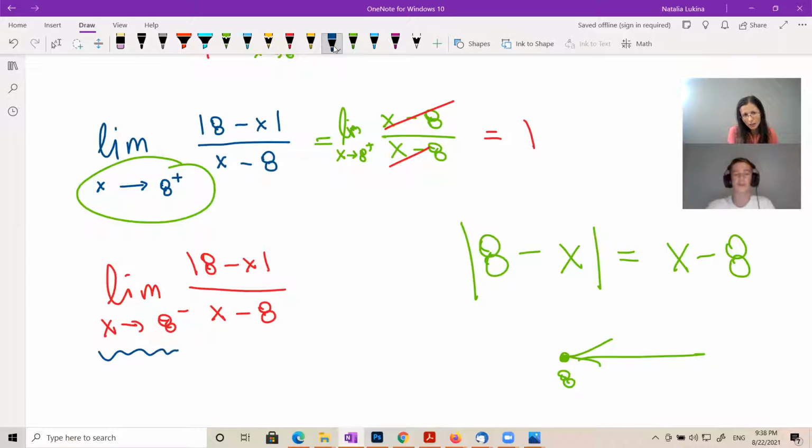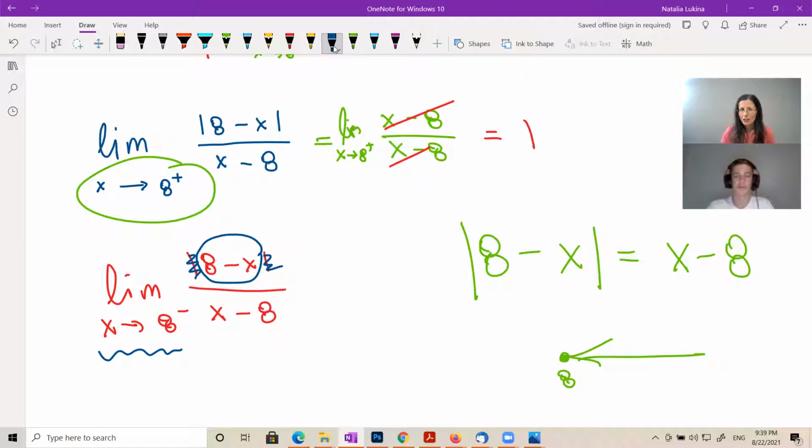So it won't equal 1, because if x is approaching from a smaller number, then we're going to have a negative number in the denominator and a positive number in the numerator. And so it cannot be positive 1. So we can get rid of the absolute value lines as 8 minus x, because now this is positive. So we can just drop these lines and just keep it as 8 minus x.